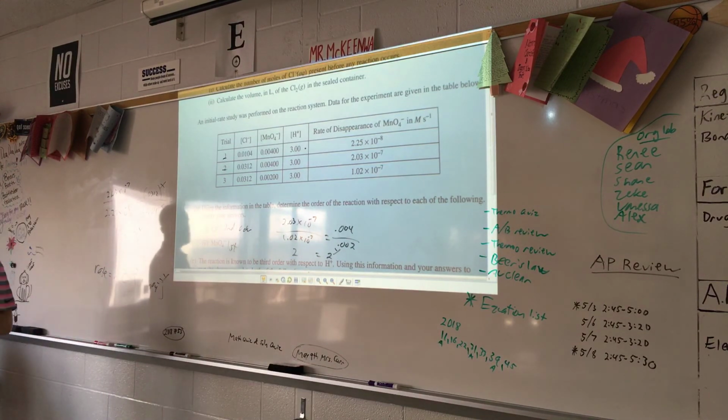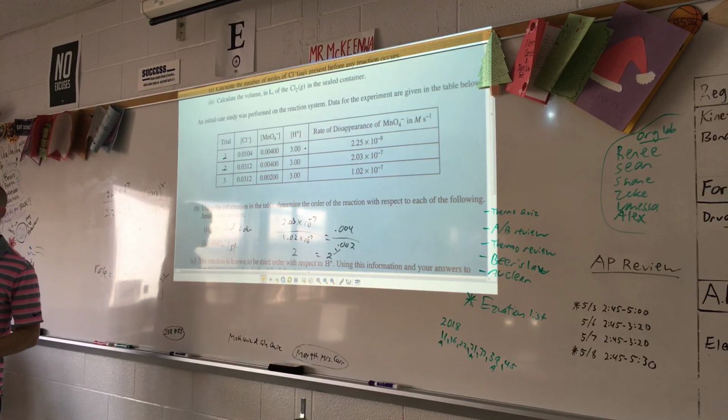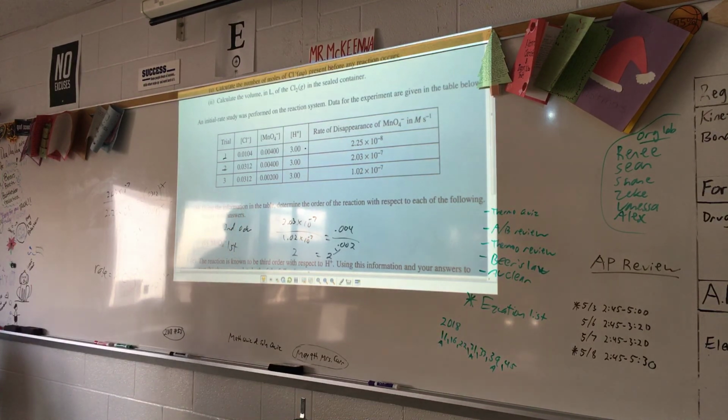That's how you do reaction order if they give you a chart. They can give you a graph, and I'll go through those, I don't have time right now, but we'll go through the first order graph, second order graph, what that looks like. Does that help a little bit? Okay.